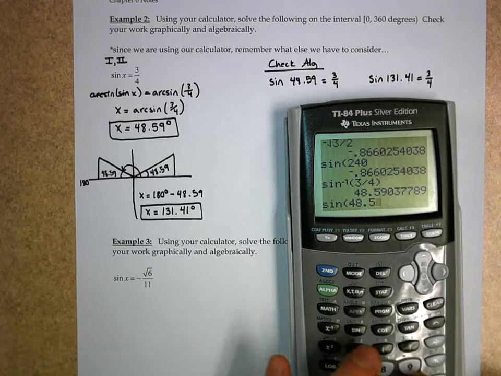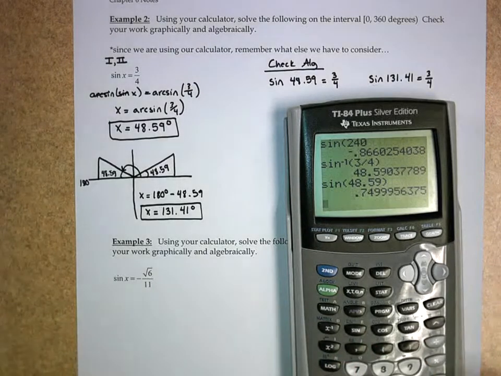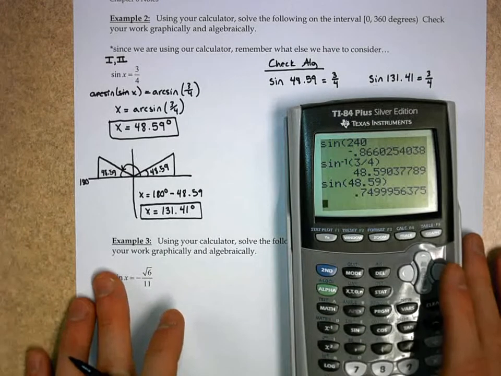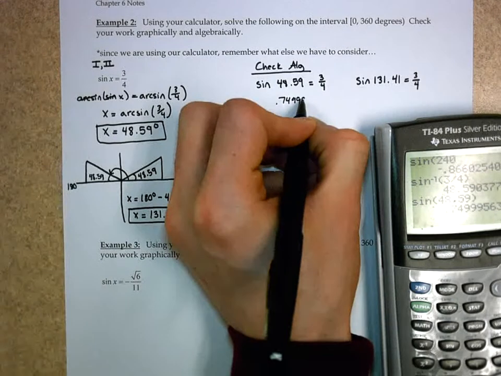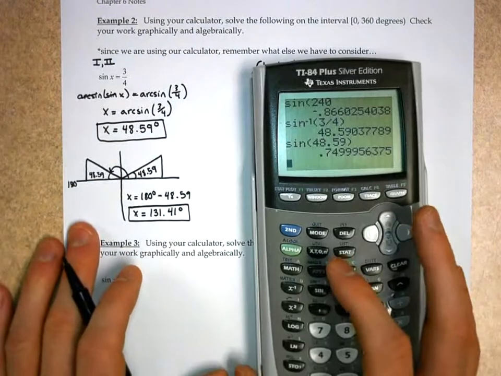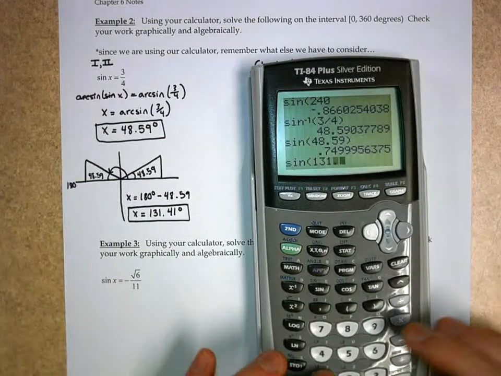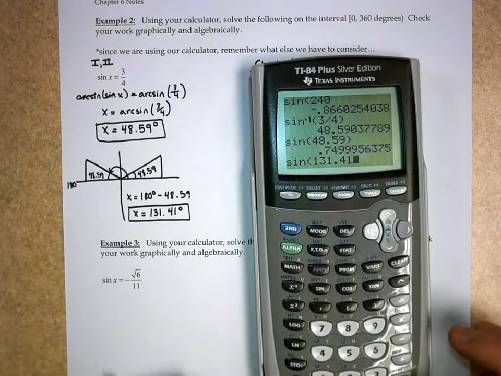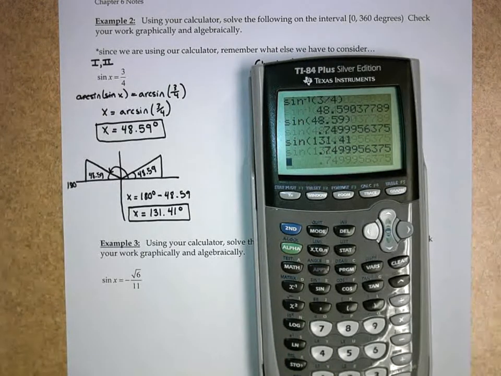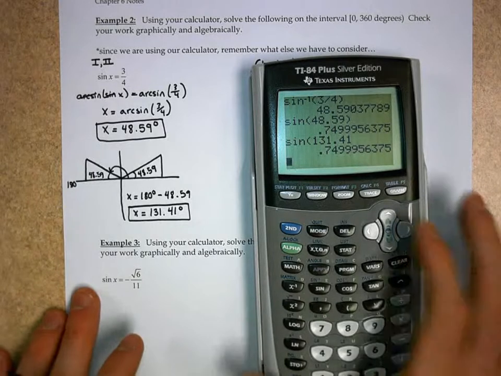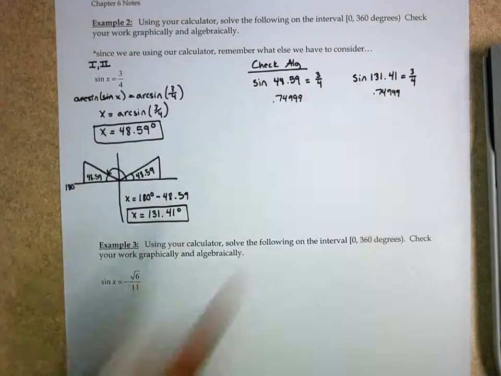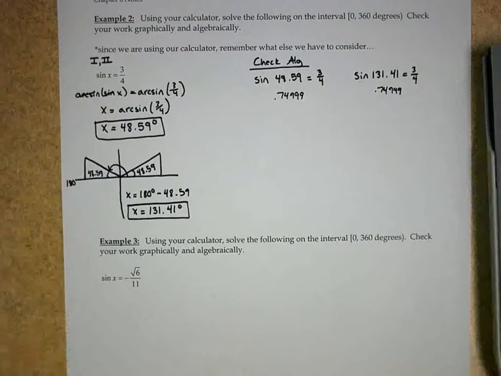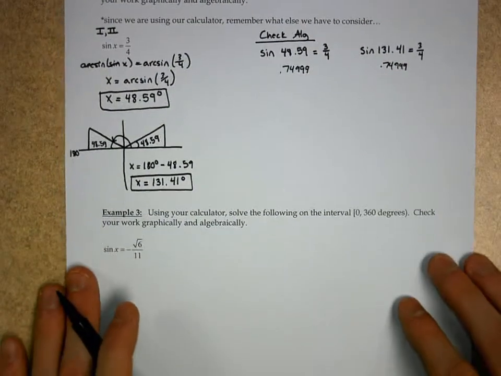So the sine of 48.59, if we look at that, 0.74999, that's really close to 0.75. So we've got 0.74999. And then if we do the sine of 131.41, how close are we to 0.75? And you can see I get the exact same number right there, 0.74999. So that one worked out properly.